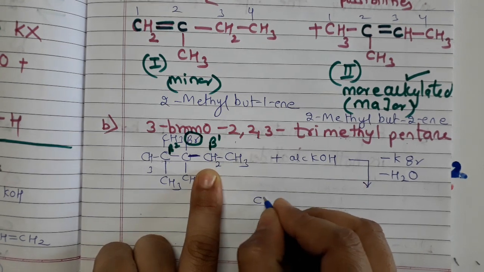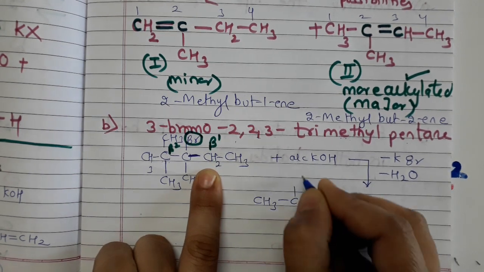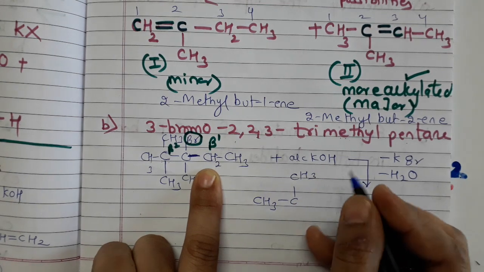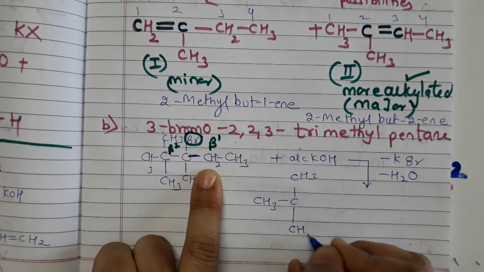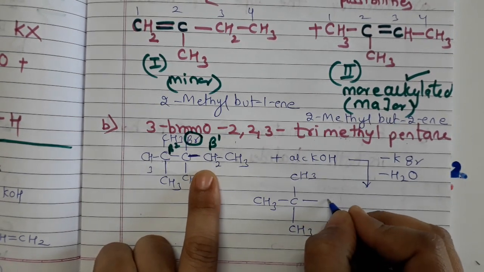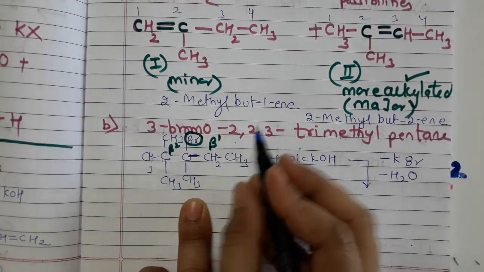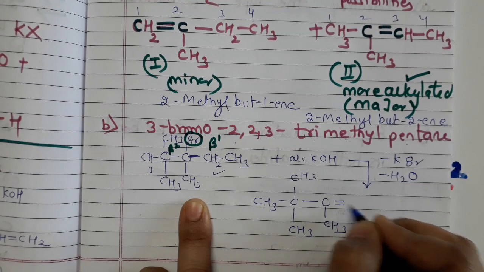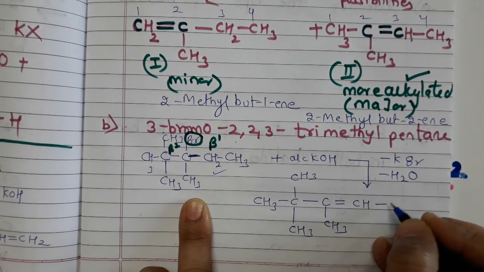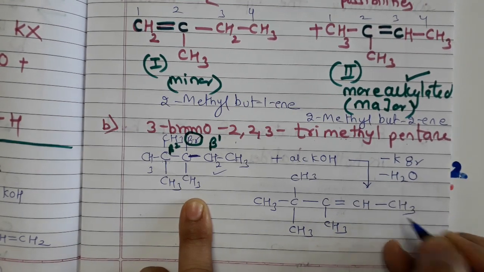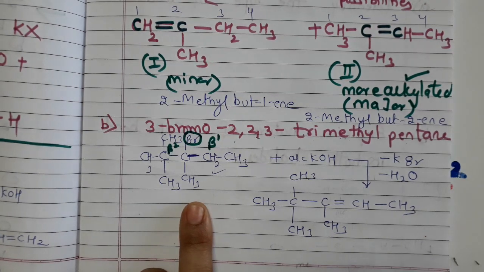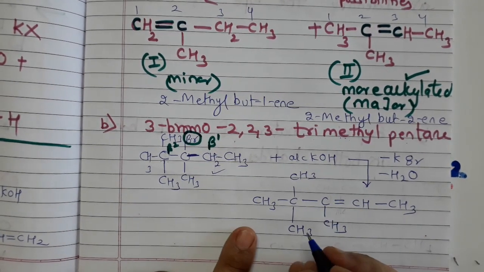So the product would be CH3, CH3, carbon, CH3, beta hydrogen has come out, double bond CH, single bond CH2. Okay, so this product we are going to get.